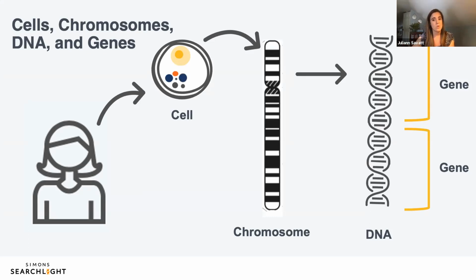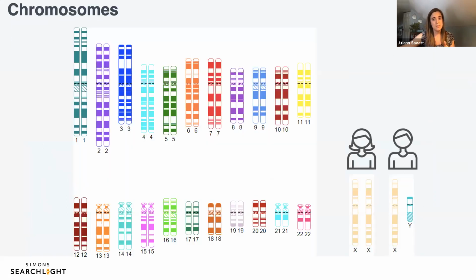To keep our DNA organized in our cells, it's wrapped up very tightly into these structures called chromosomes. Typically, people have 46 chromosomes that come in 23 pairs. Our chromosomes come in pairs because we get 1 in each pair from our mother and 1 in each pair from our father.